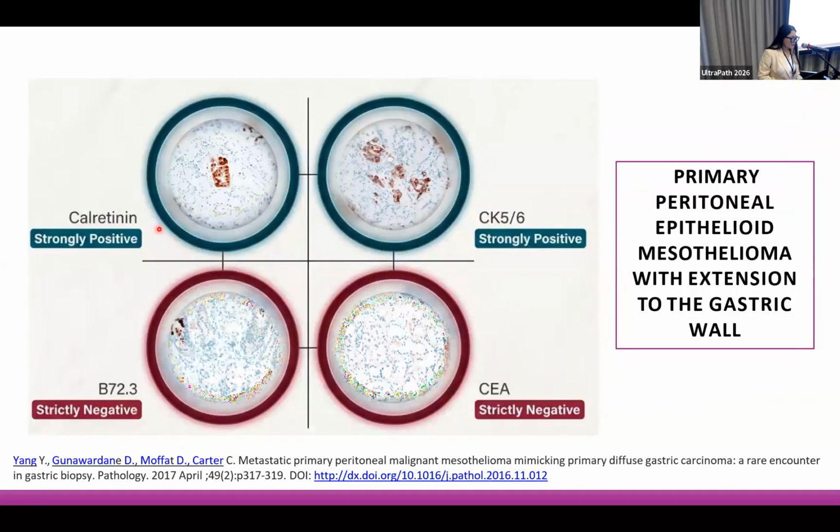That's why they decided to perform two immunomarkers, two mesothelial markers, calretinin and cytokeratins 5 and 6, which were all positive. And to rule out the possibility of a gastric carcinoma, they also performed B72.3 and CEA, both negative. That's why the final diagnosis was a primary peritoneal epithelial mesothelioma with extension to the gastric wall.